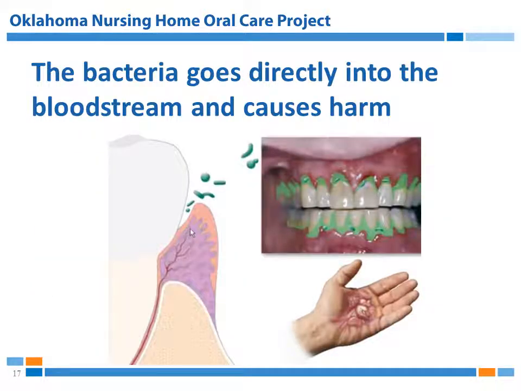Bacteria goes directly into your bloodstream and causes harm. In the color diagram on the right, we see all the plaque highlighted in green. All these germs are also under the gum line between the tooth and gum, as you see in the picture to the left. These bacteria have direct access to the little blood vessels within the gums, which then goes into the bloodstream throughout the body. These bacteria are harmful and toxic, contributing to systemic chronic health conditions such as heart disease, stroke, diabetes, pneumonia, and I'll add sepsis to that as well.